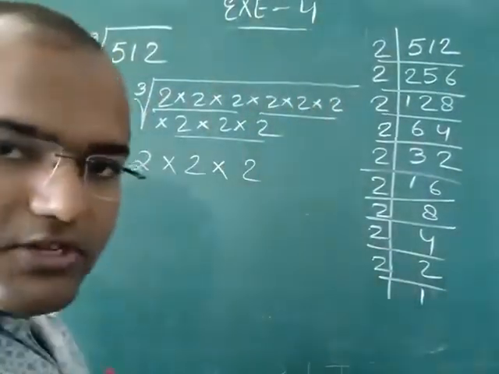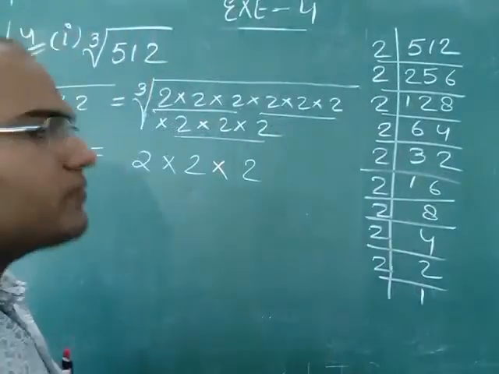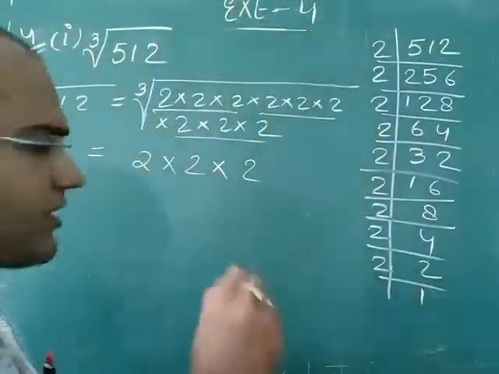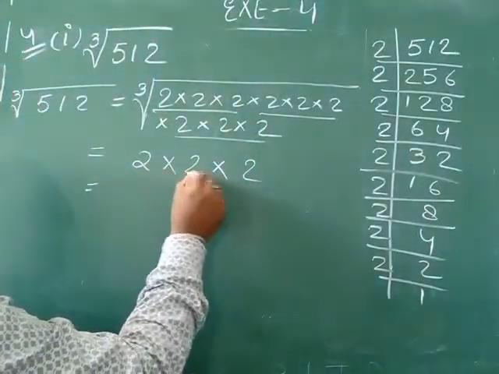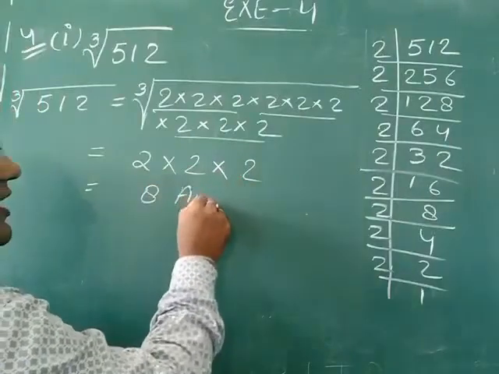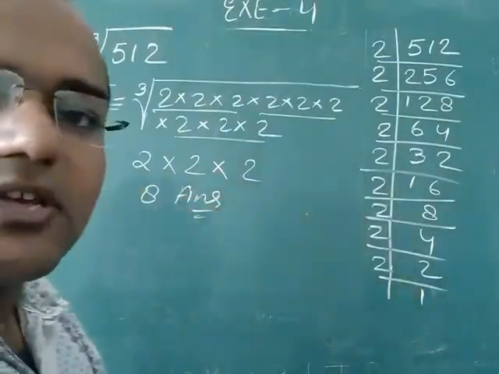This is the cube root sign. So when we remove the cube root, 3 numbers we have to write a single time. So answer is 2 times 2 is 4, 4 times 2 is 8. So final answer of this part number first is 8.